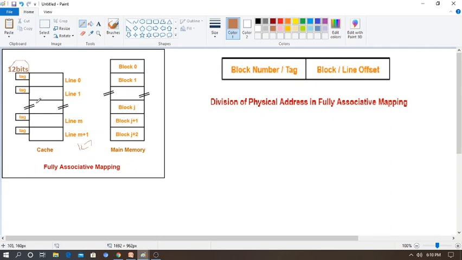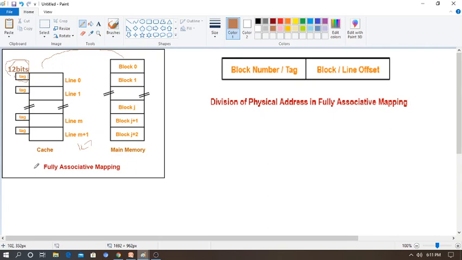Now the question is, what is the use of these tag bits? We need tag bits because we need to identify a memory block when it is resident in the cache. Whenever the CPU needs a block of data from main memory to the cache, these are identified with the help of tag bits only, remember.